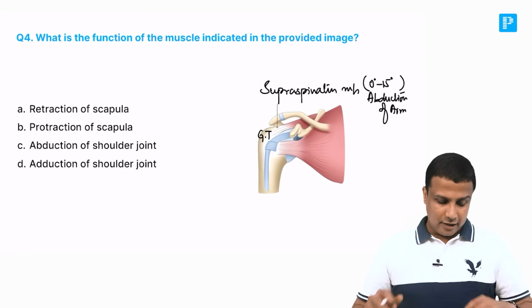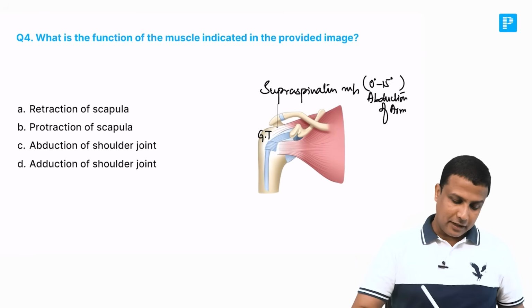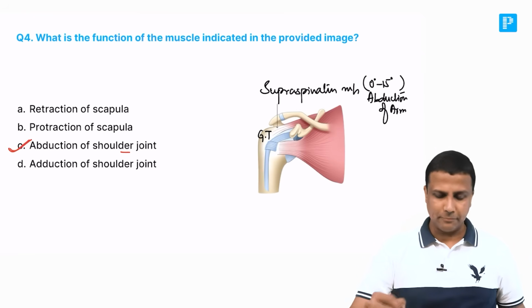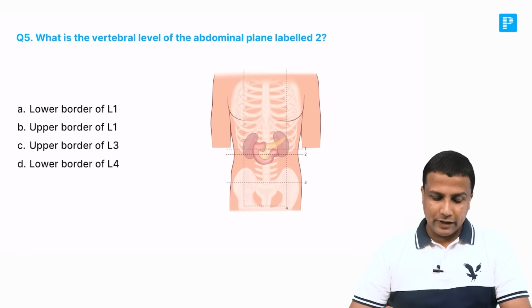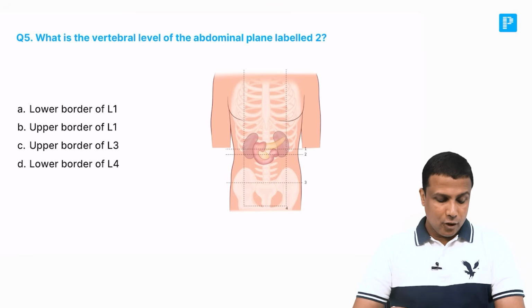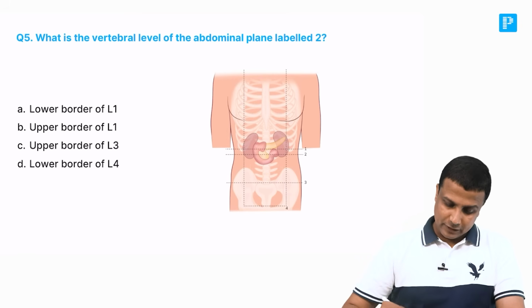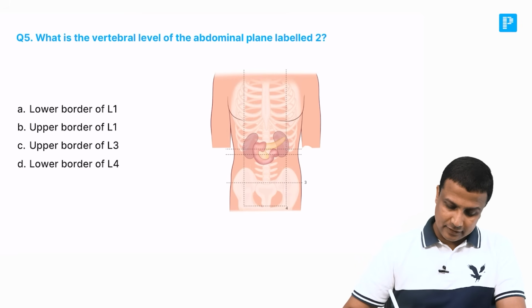Fine. Now, what is the function of this muscle marked here? Of course, the correct answer will be abduction at the shoulder joint. Perfectly correct. Moving on to the next question right now. What is the vertebral level of the abdominal plane labeled as 2 here? Now, in this diagram, I can see this is the abdominal plane which is labeled as 2 here.